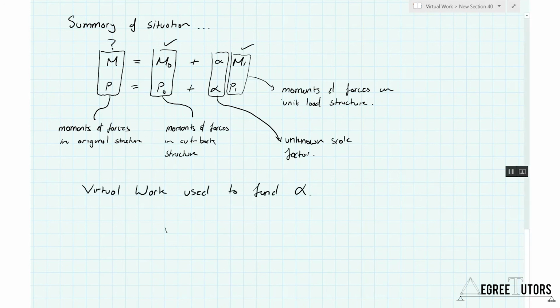Okay, so in the next video, we're going to work out how I actually apply the principle of virtual work to find alpha. And as I say, once we find alpha, we've unlocked the entire structure and it becomes a very, very straightforward process in completing the analysis for that whole complex structure.